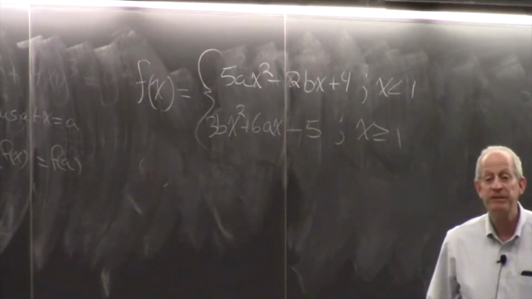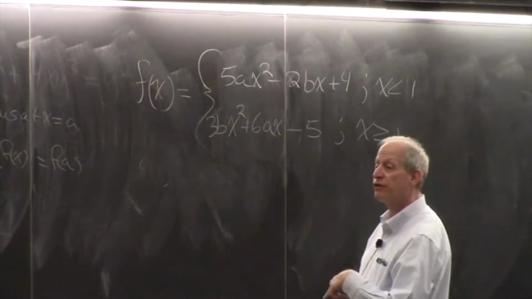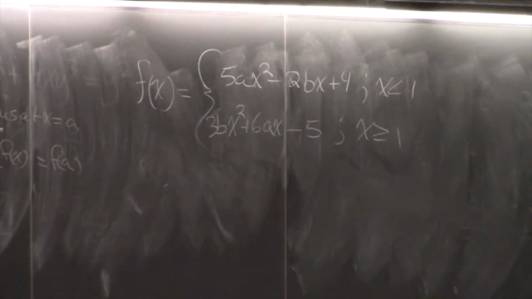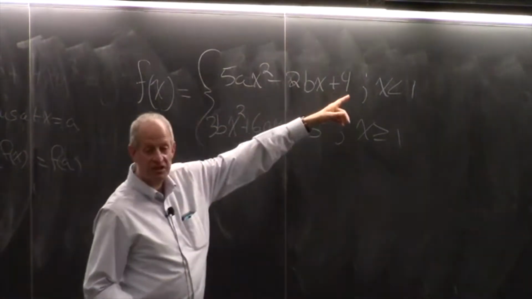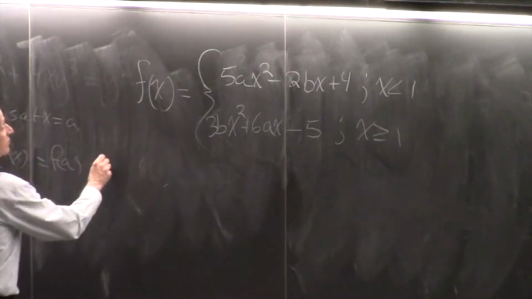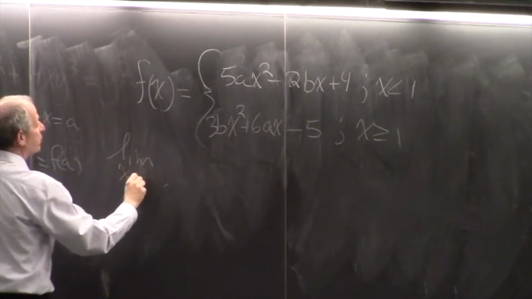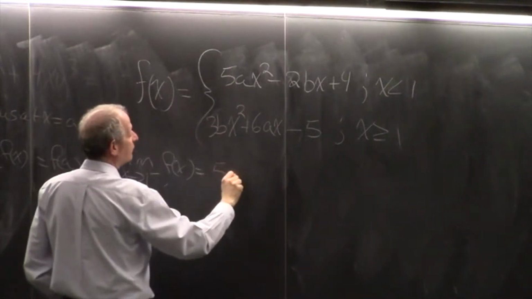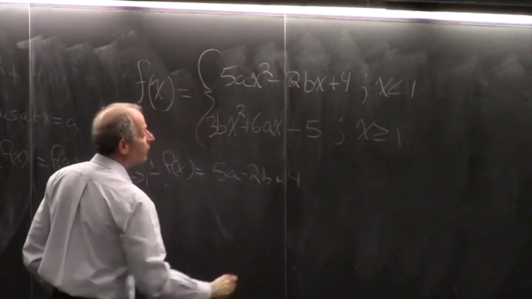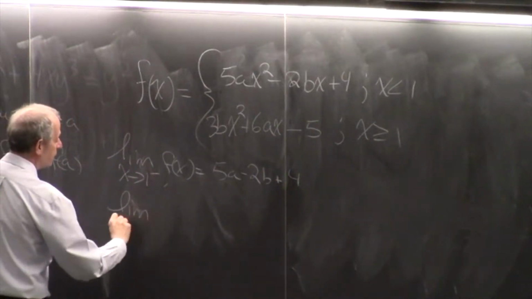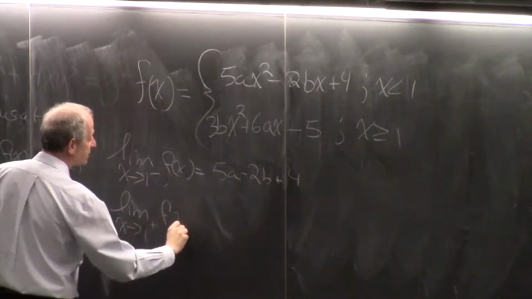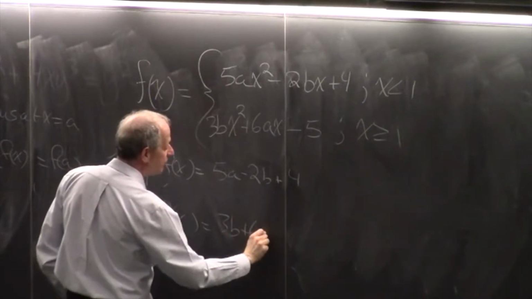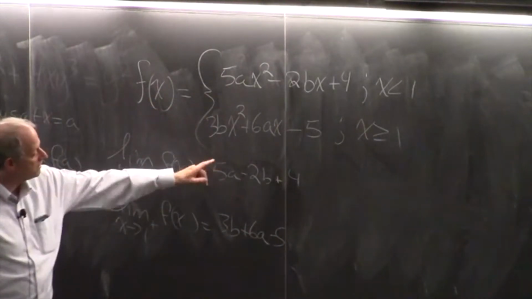In order for this to be differentiable at x equals 1, you first must show that it's continuous at x equals 1. Essentially, you plug 1 into the top and 1 into the bottom and try to make them match. The limit as x approaches 1 from the minus side is 5a minus 2b plus 4, and from the plus side it is 3b plus 6a minus 5. So this must equal this.